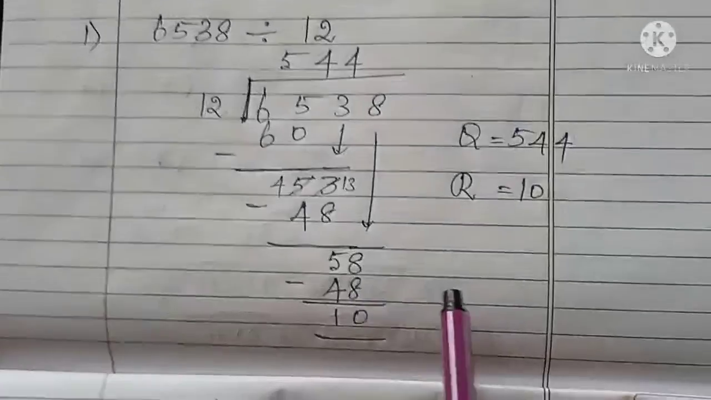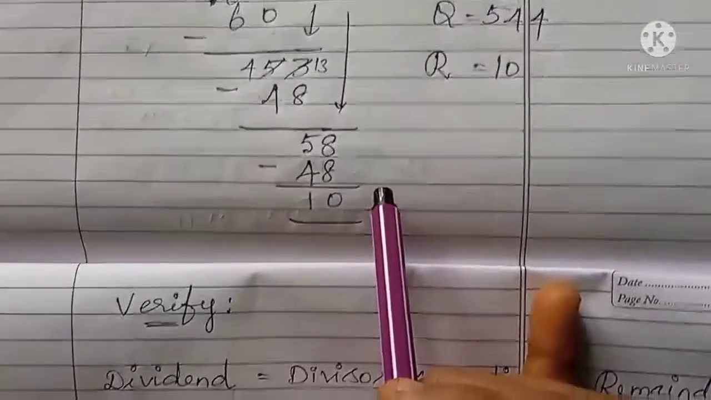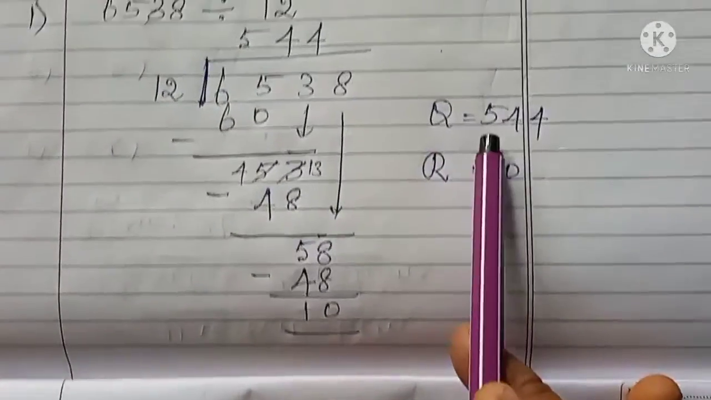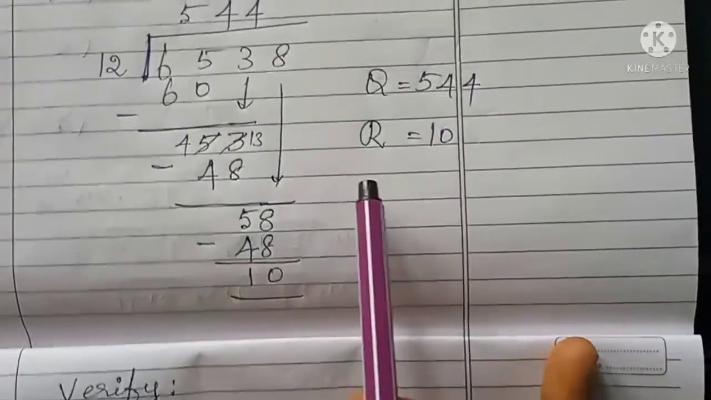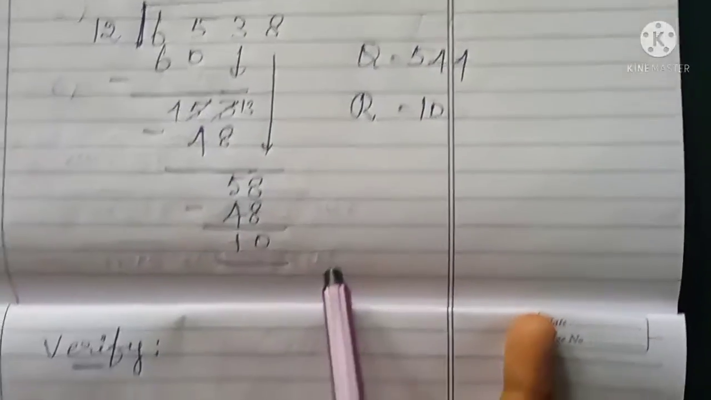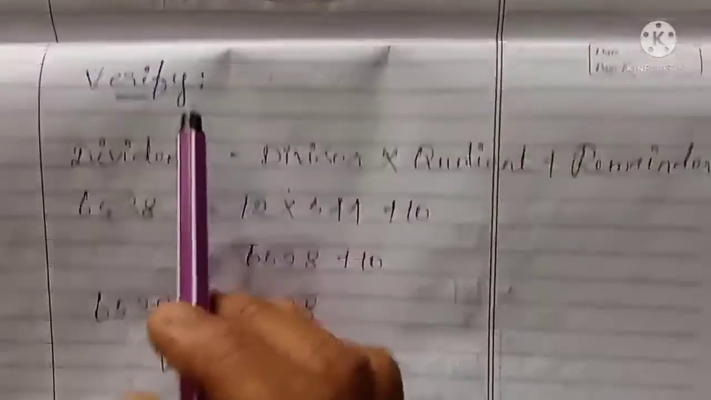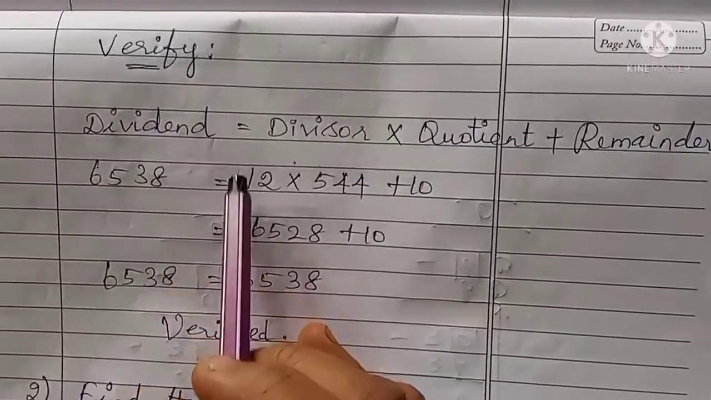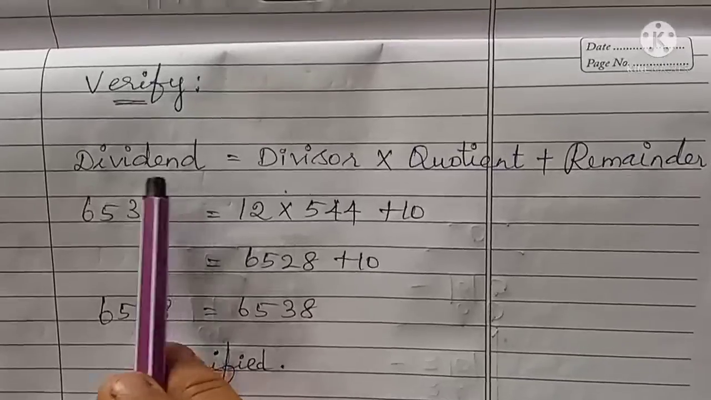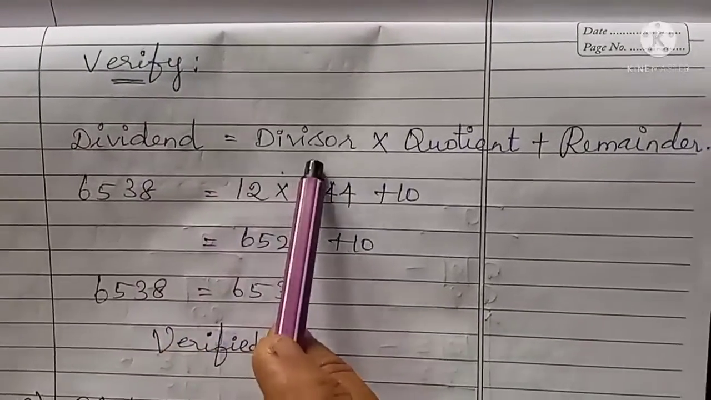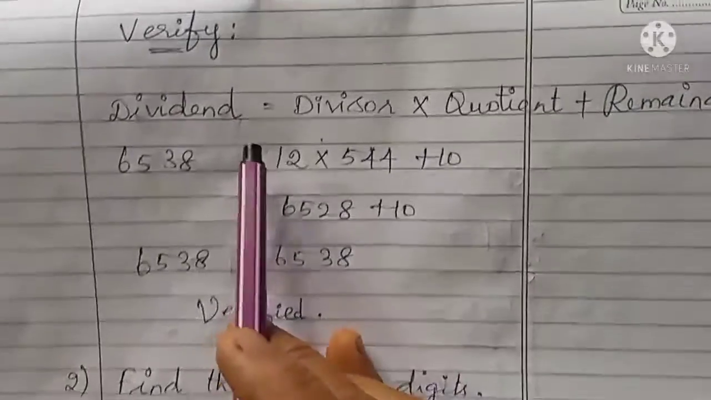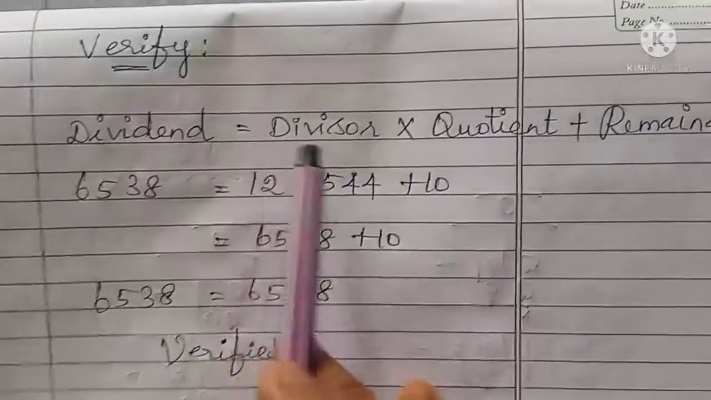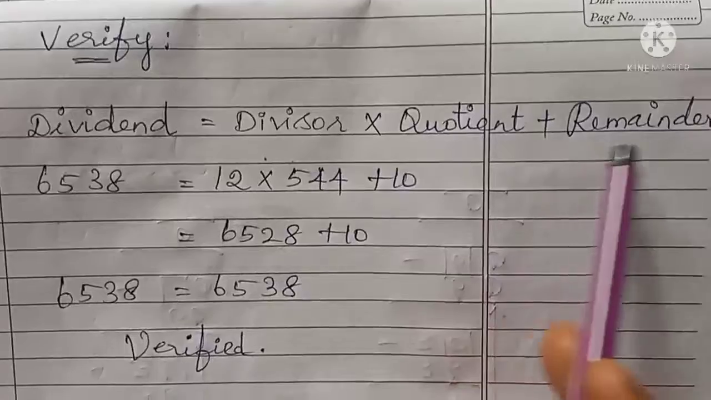Now the next step: we are going to check whether the answer of Q equal to 544 and R equal to 10 is right or wrong. Shall we check? For that, you have to apply the formula. The formula is dividend equal to divisor into quotient plus remainder. I am repeating the formula: dividend equal to divisor into quotient plus remainder.